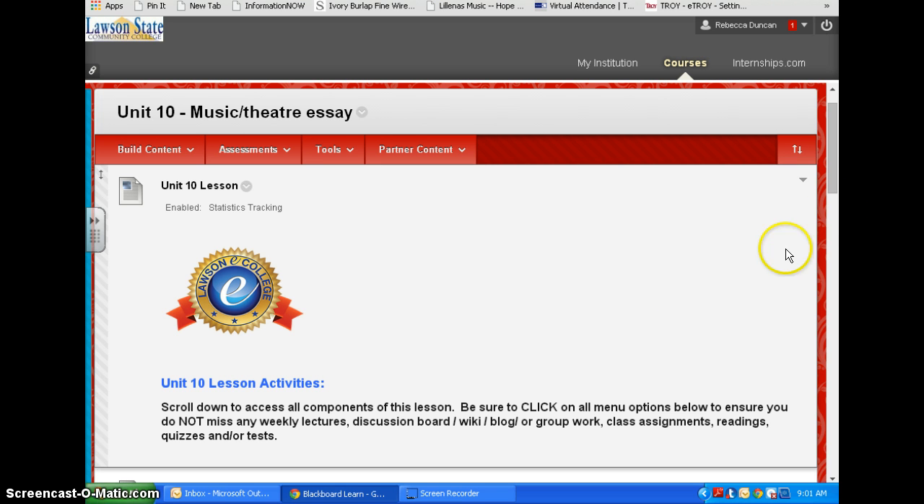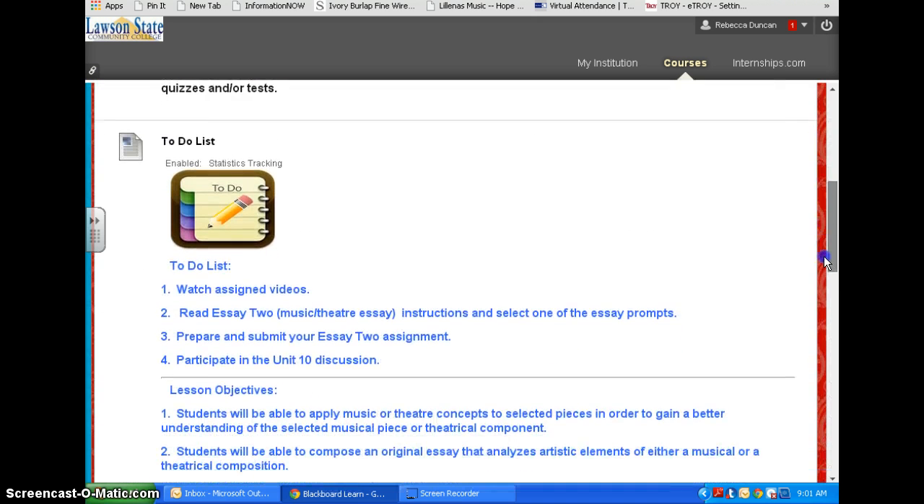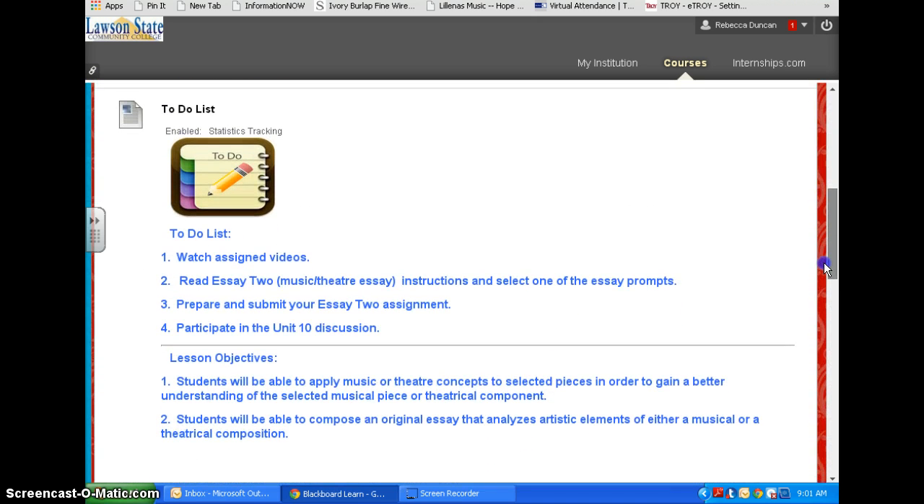So here we are in Unit 10. And last week we had the music chapter in Unit 9, and then the week before the midterm, Unit 7, we had the theater chapter. So this essay comes from that, whereas the first one was on our art genres. So the assignment is bigger and there's fewer of them.